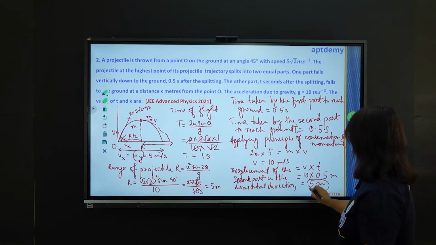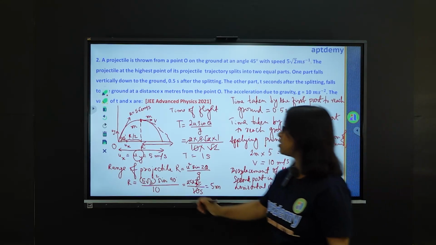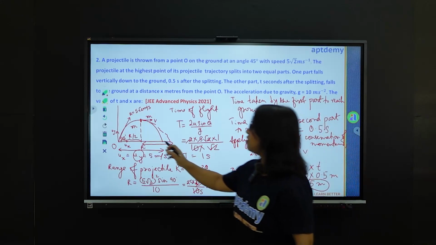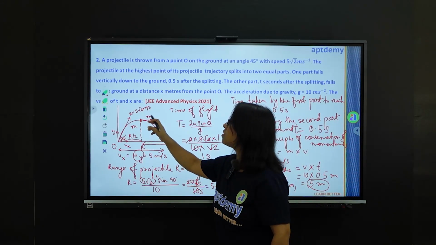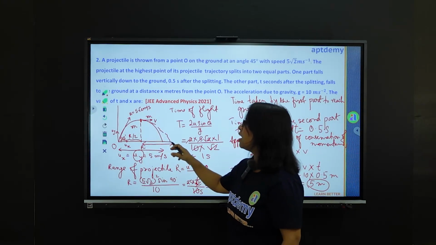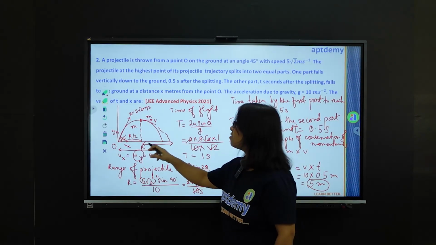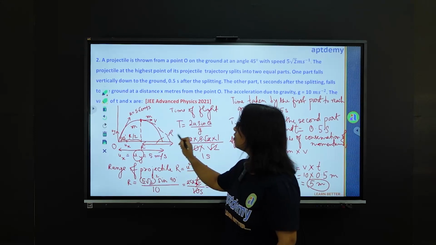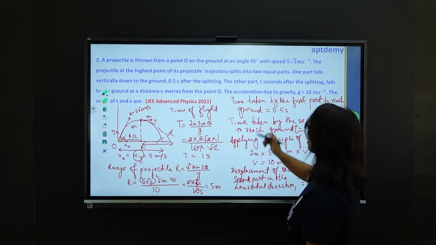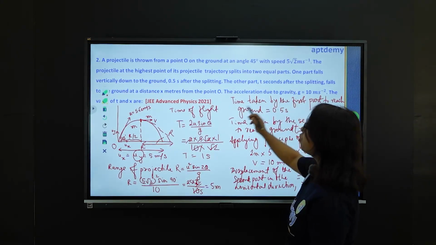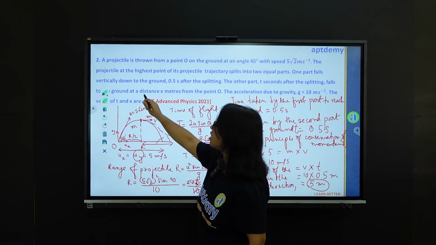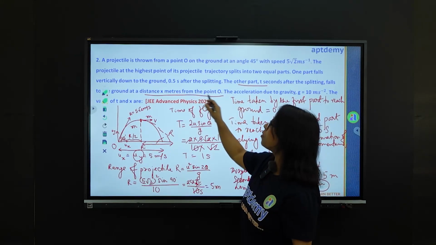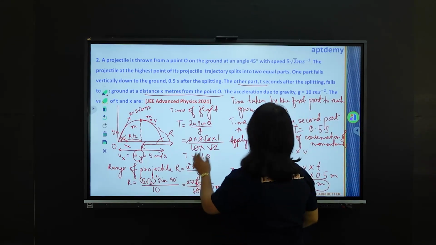If you notice, 5 meters was nothing but the range of the projectile. So the distance covered by the second part from the highest point in touching the ground is nothing but equal to R, the range. We were asked to find the value of x, and what was x? x was the distance travelled by the second part from the point O. So let's work that out.